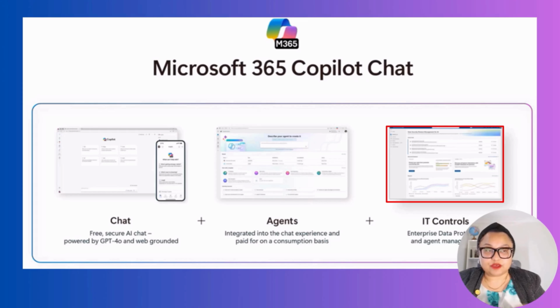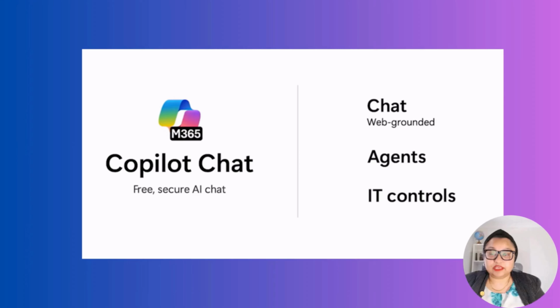Think of this as the foundation for Copilot in Microsoft 365 Chat for quick help, agents for advanced workflows, and IT controls for safety. Here is the idea in a simplified view, and this is Copilot Chat, the free version. So you get the chat experience, which is web grounded, meaning it uses public web information and the file you have open or you have provided to Copilot.